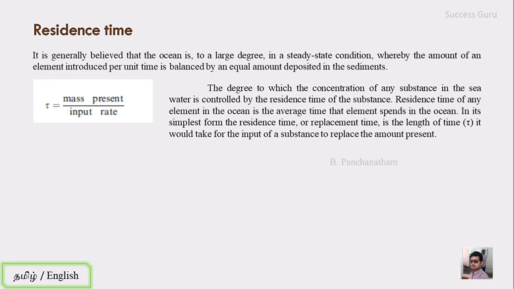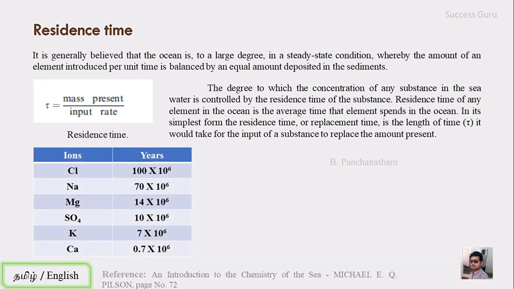The residence time of any element in the ocean is the average time that the element spends in the ocean. That can be simply expressed as residence time equals the mass present in the ocean divided by the input rate. So the ratio of the mass to the input rate indicates the residence time of such an element. And this is the list of a few elements and their residence times.